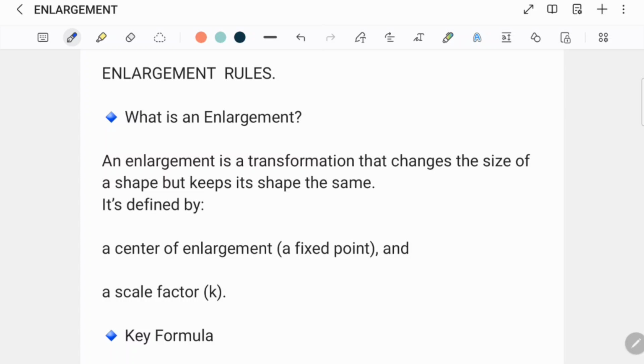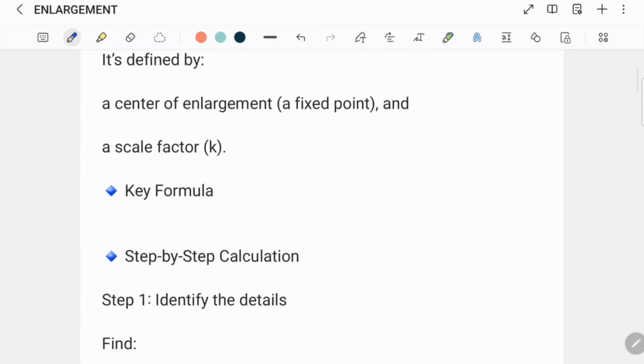Before we start, just learn there's some rules how to find out the image of that shape. Okay, and what's an enlargement? An enlargement is a transformation that changes the size of a shape but keeps its shape the same. The shape can be bigger or smaller, and you just see what is the center of enlargement given and what is the scale factor given.